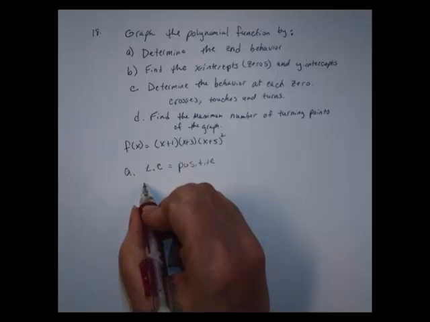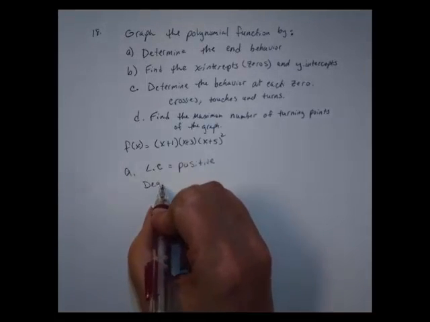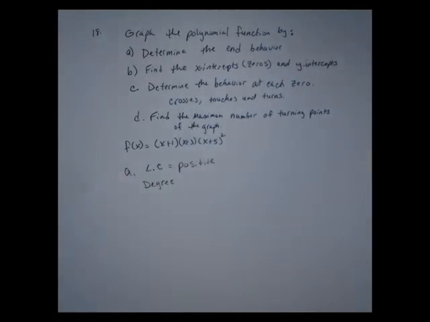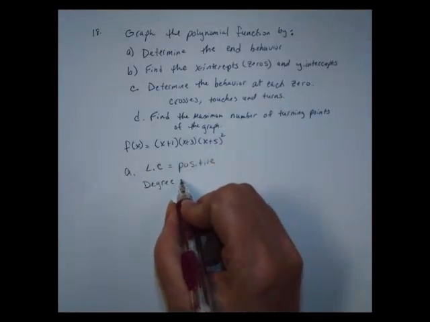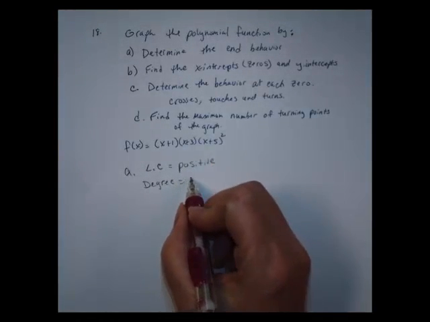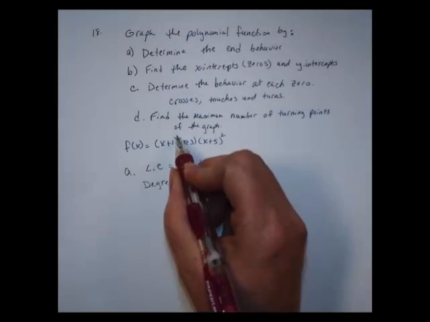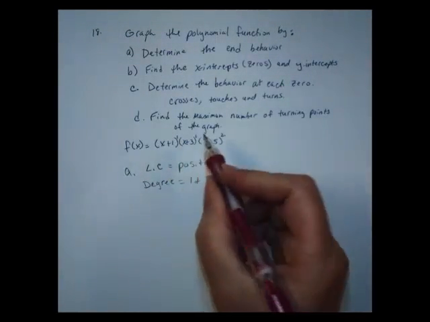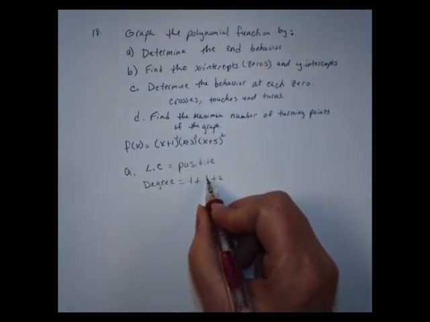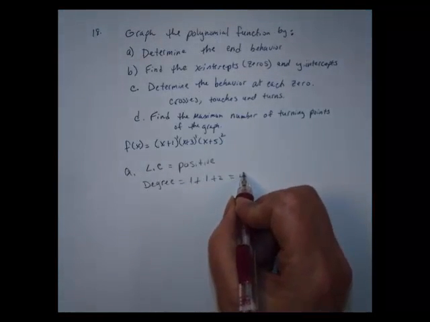The next thing we want to know is what's the degree, because that tells us what our ends do. Do they go the same direction or opposite? So to find the degree, we're going to add all of our exponents. So this will get us 1, because whenever there's nothing written there, it's going to be 1, plus 1, because there's another one, plus 2. So 1 plus 1 is 2, plus 2 will equal 4.